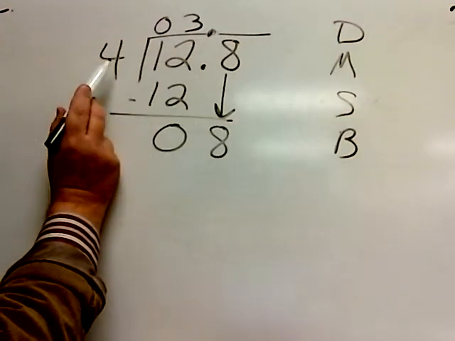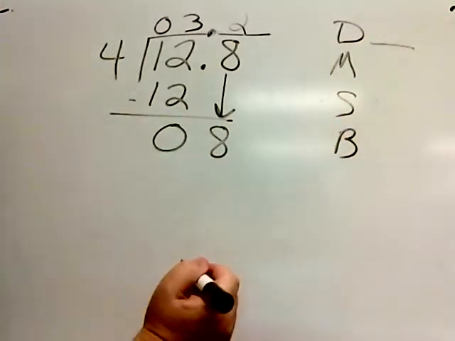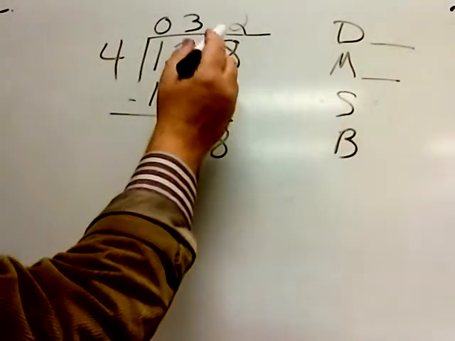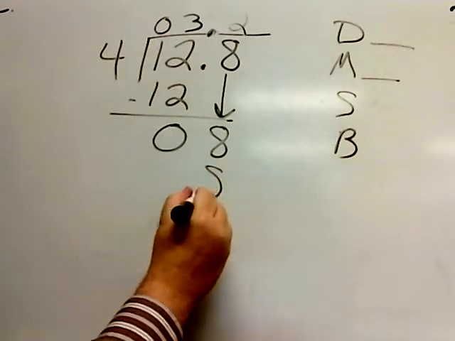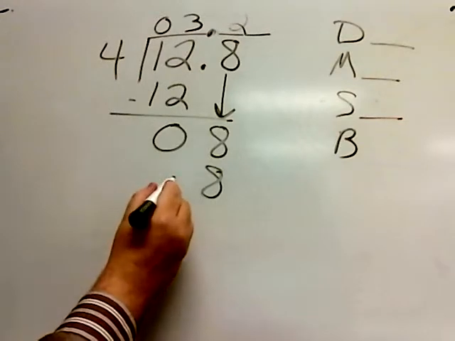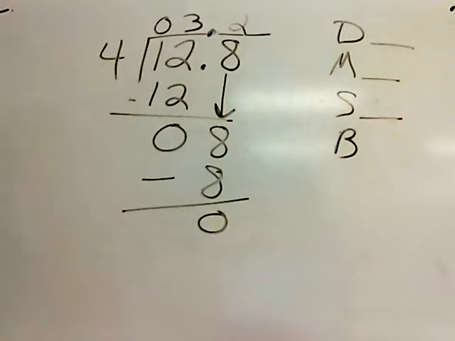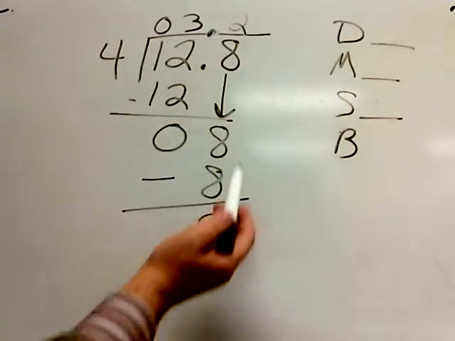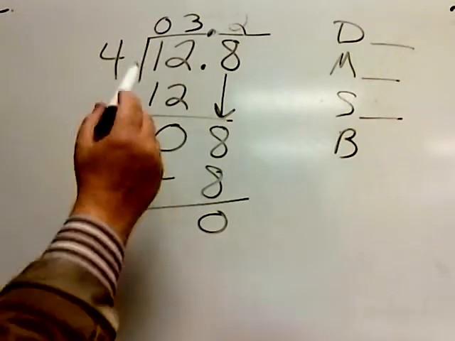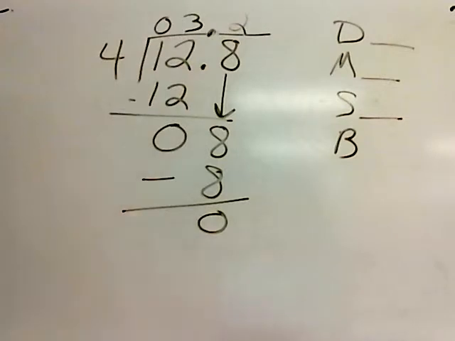When we divide, 4 goes into 8 2 times. I just divided. My next step will be to multiply. 2 times 4 is 8. My next step, of course, will be to subtract. 8 take away 8 is 0. 0 is my remainder. There are no digits to bring down. So 12 and 8/10 divided by 4 is 3 and 2/10. Let's try one more.